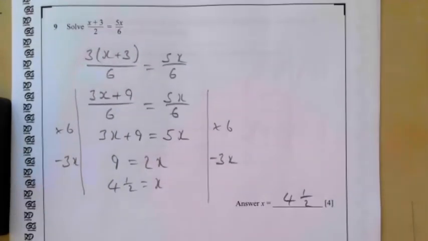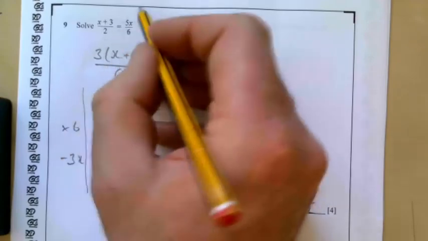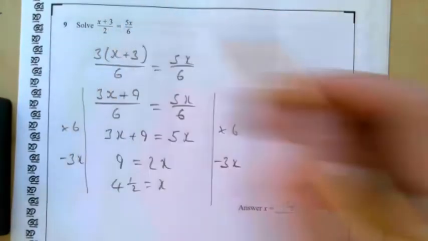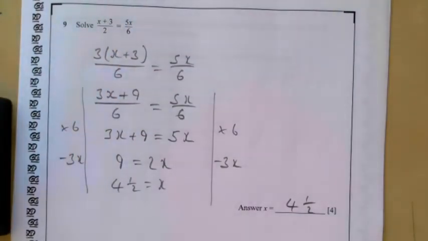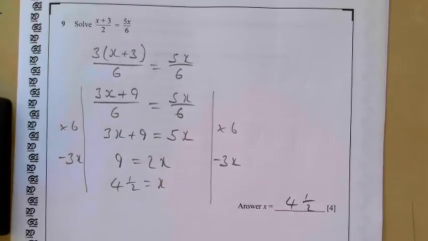Now plenty of other ways of tackling this one. Some people might want to cross multiply. I don't like doing that. You can do it because there's a cross and equal sign, but just tread carefully with those ones. Hopefully that's okay.